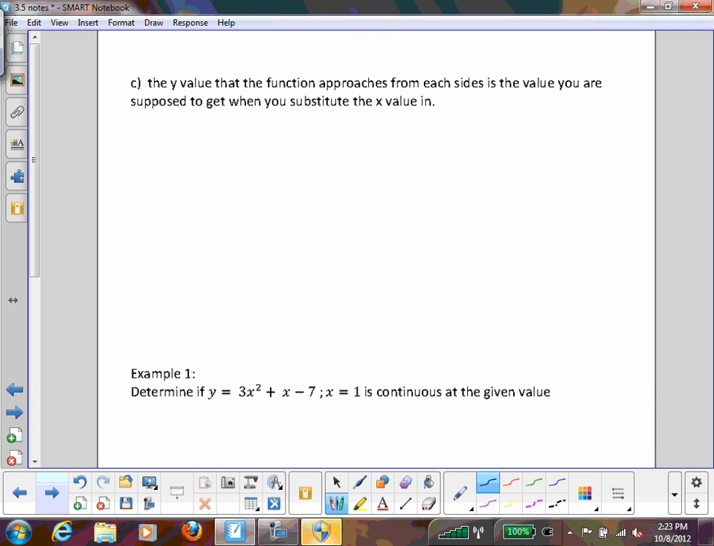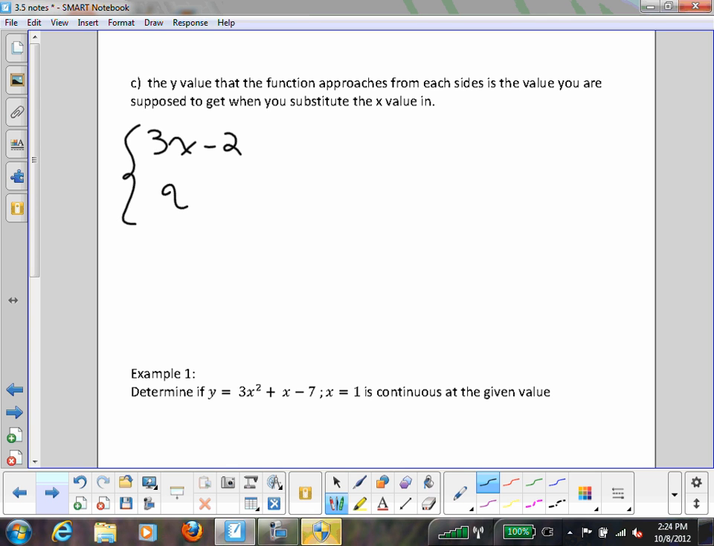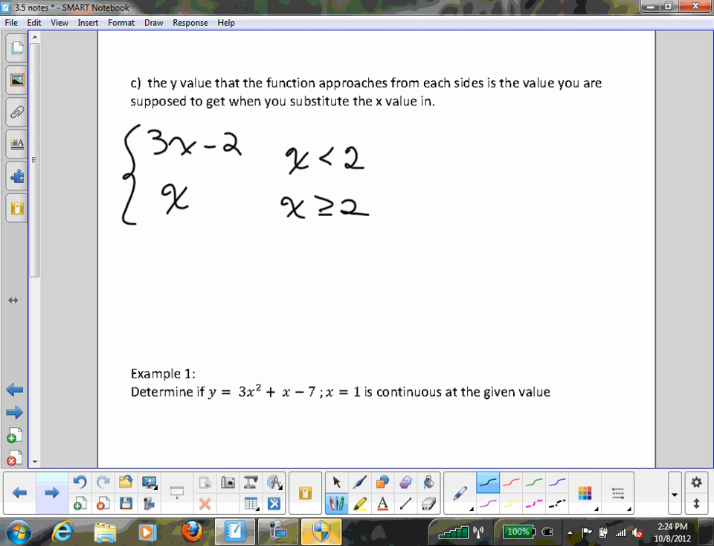All right. The value that the function approaches from each side is the value you're supposed to get. In other words, that's another example of this jumping one. All right. Can you use the value? Is it approaching the same value from the left and the right? And then, in a case like this, if I give you 3x minus 2 and x, and I'm looking at x is less than 2, or x is greater than or equal to 2, I have to get the same y value.